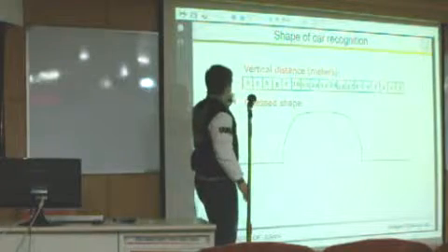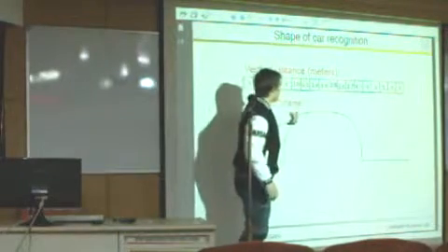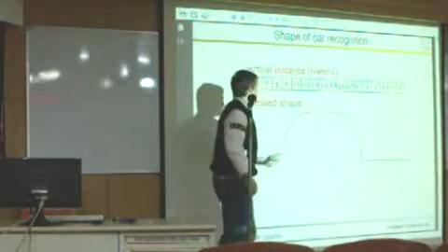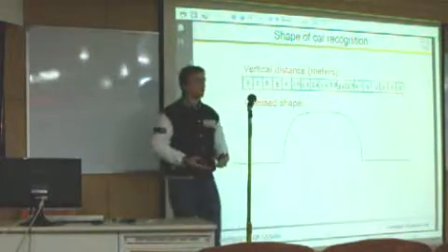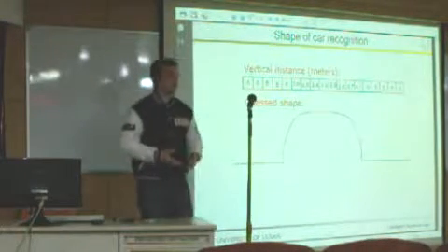After we measure the vertical distance, 5 meters, 5 meters, 4, 3.6, and so on, we can guess the shape of the car, and using the shape of the car, we can guess the type of car. Is it a passenger car, or a bus, or a truck?